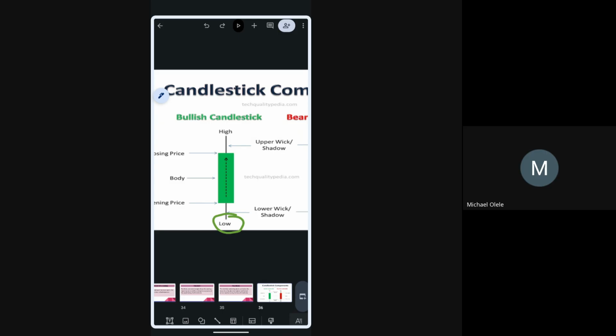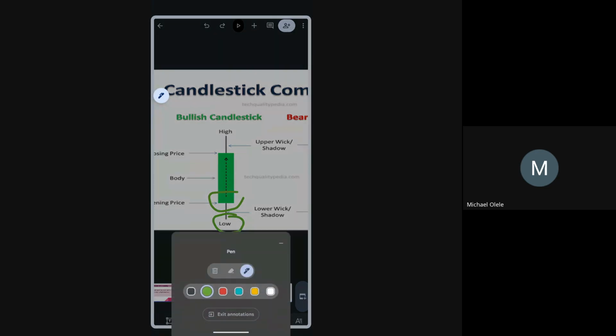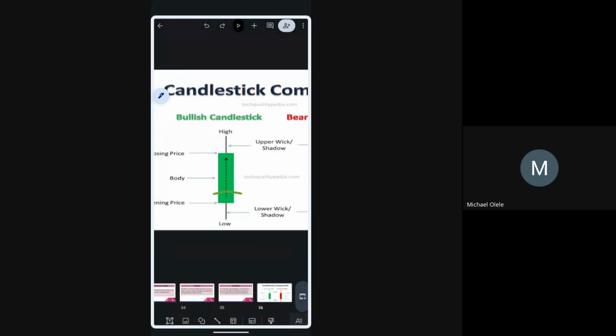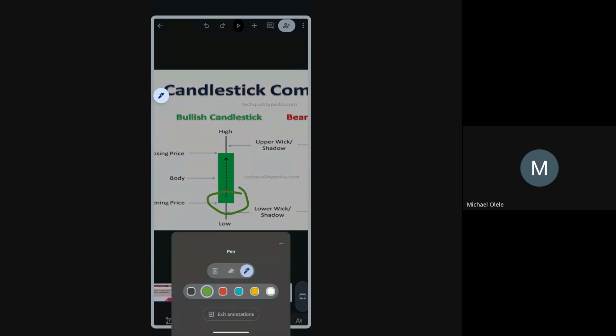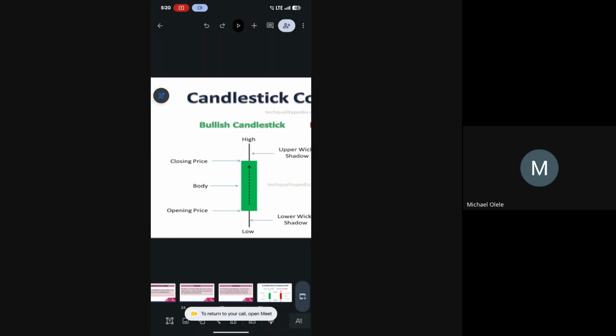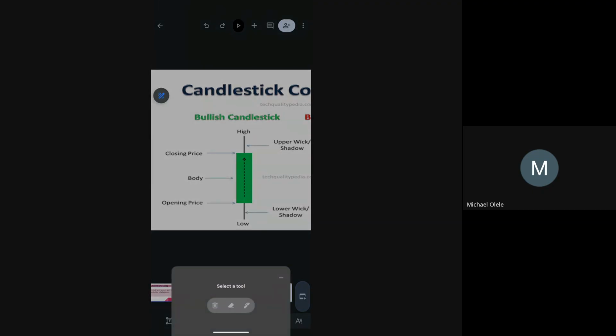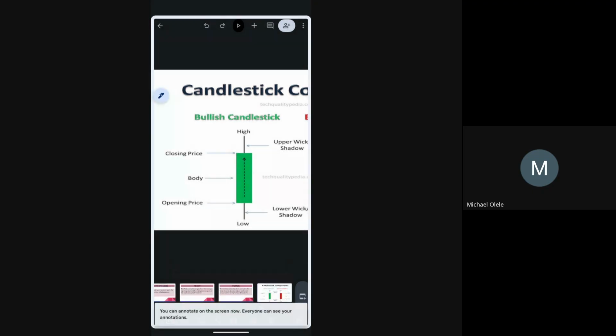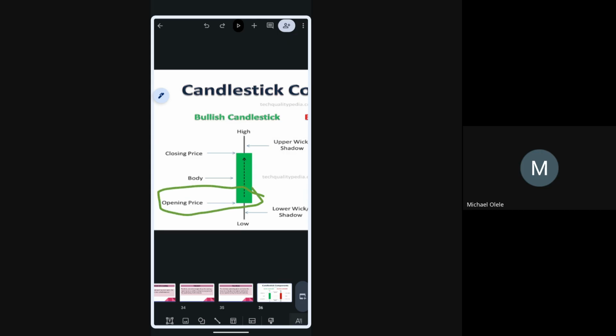Before we even go on, you see this very particular point right here. This very particular point is very critical. This is the opening price. It is very, very critical. We need to know where the candle started from before we even continue to analyze every other thing. So the candle opened from here, where you can see this arrow.